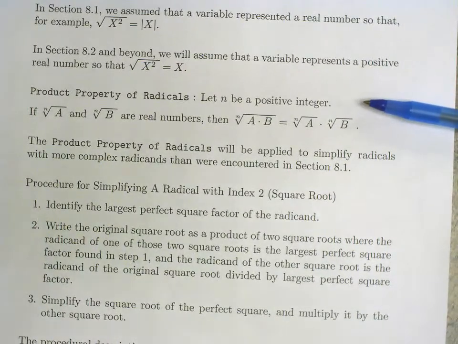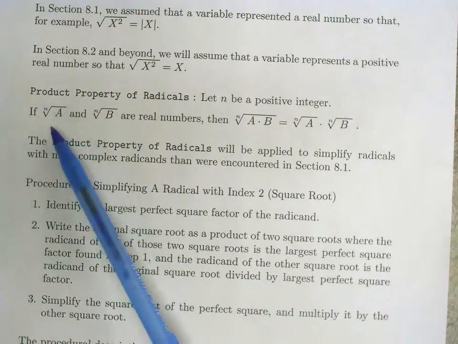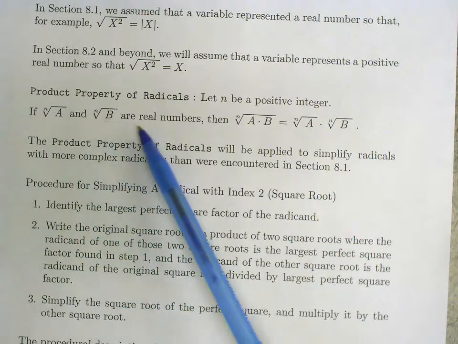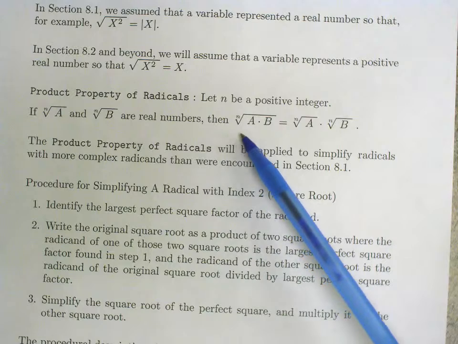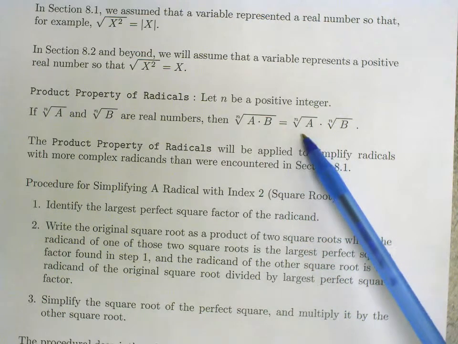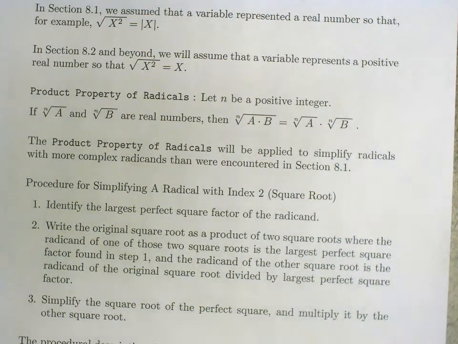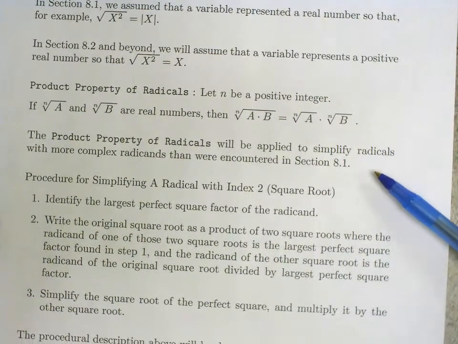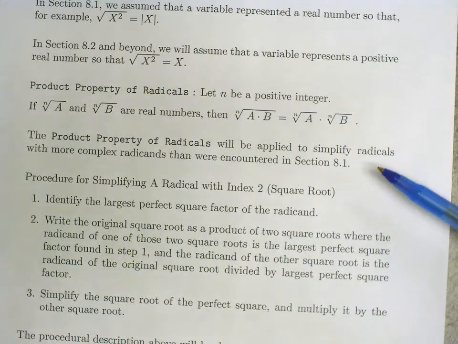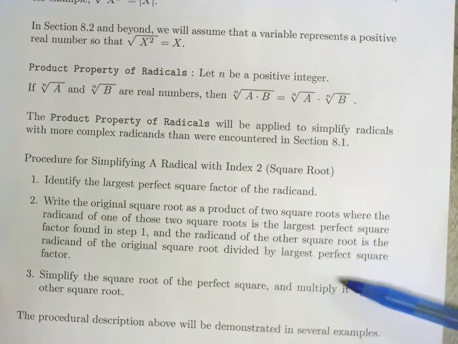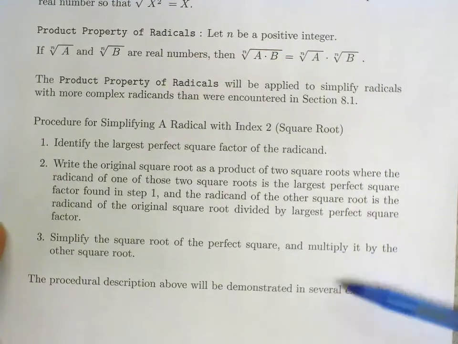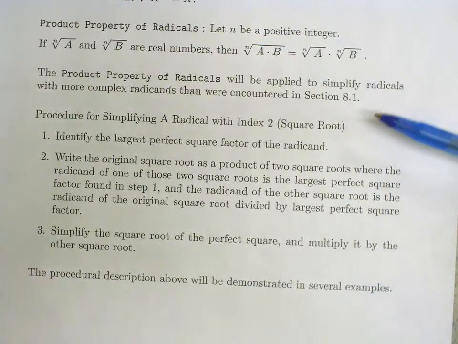So let n be a positive integer. If the nth root of a and the nth root of b are real numbers, then the nth root of a times b equals the nth root of a times the nth root of b. The product property of radicals will be applied to simplify radicals with more complex radicands than we encountered in section 8.1. So here's a procedure that you can follow, and we'll do a bunch of examples where we apply this procedure in a few minutes.